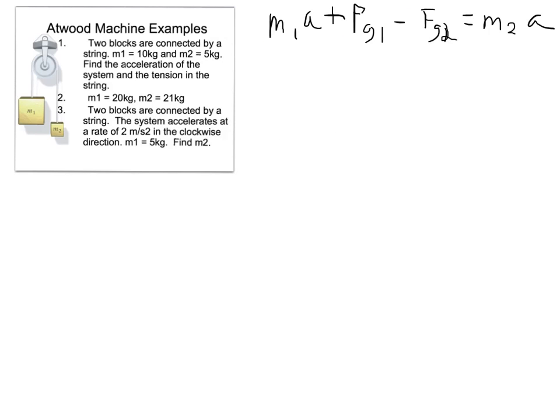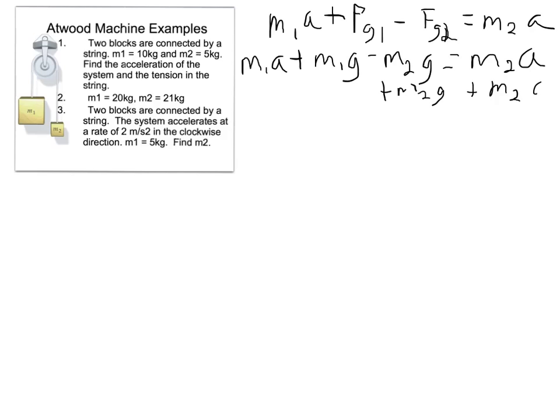Alright, here's what I had from the last slide. m1a plus Fg1 minus Fg2 equals m2a. Let's fill in the Fg's with what we really know they are, m's and g's. m1a plus m1g minus m2g equals m2a. I'm looking for m2, so let's get all the m2's on the same side. I'll add m2g to both sides to give me m1a plus m1g equals m2a plus m2g.